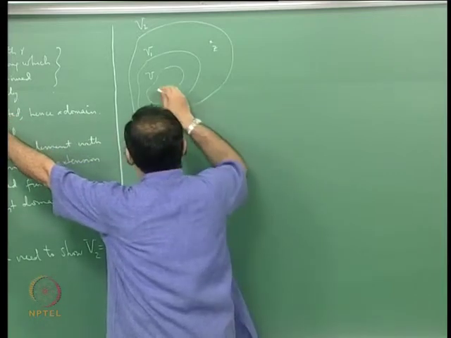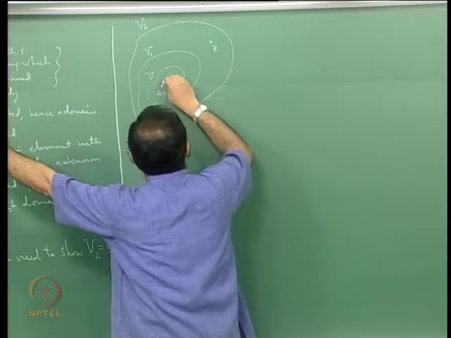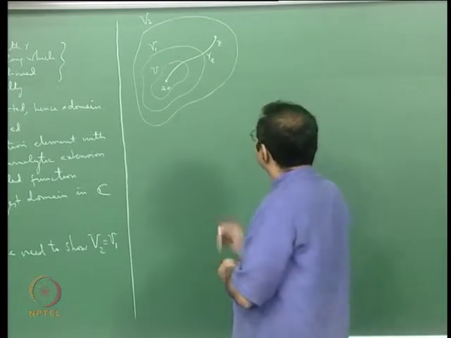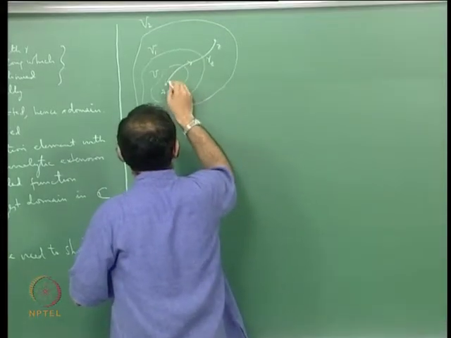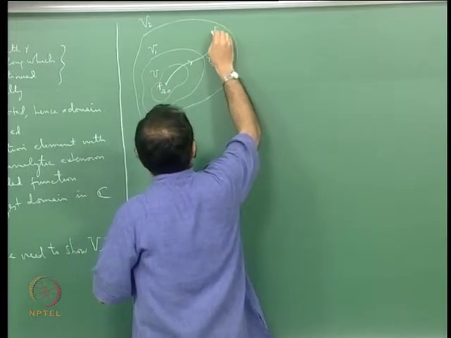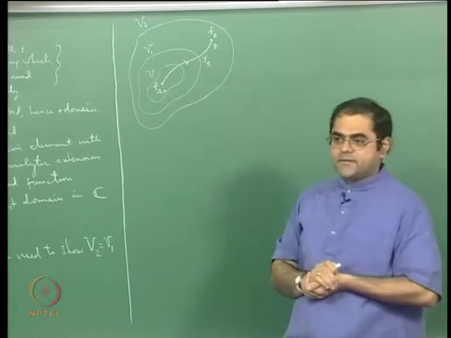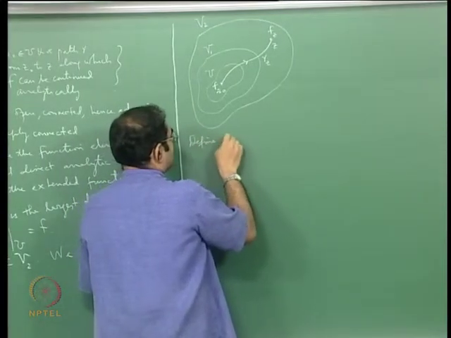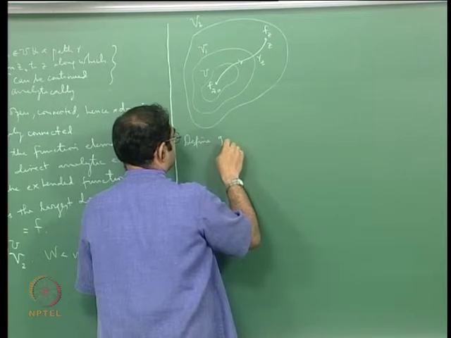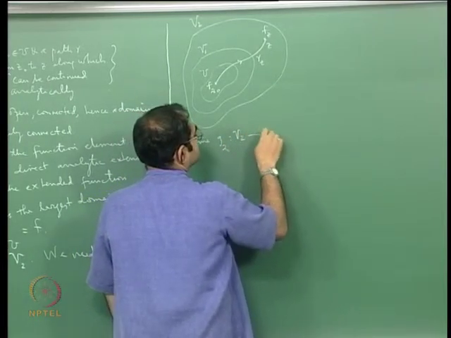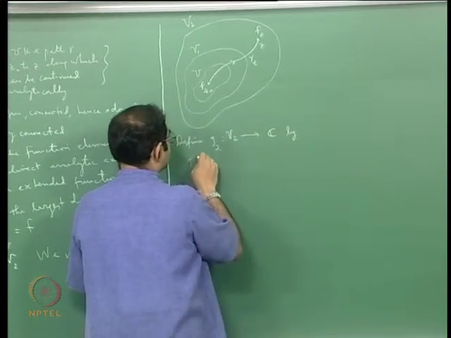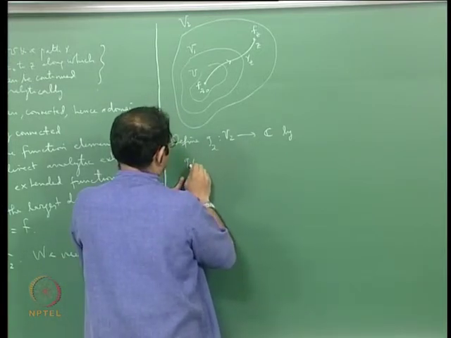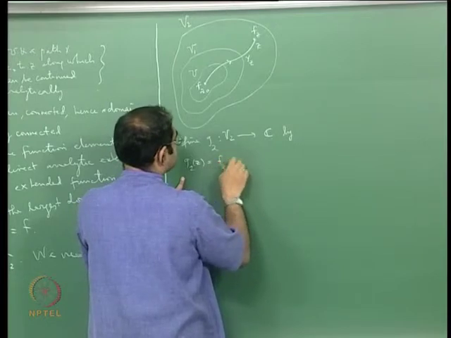By definition, there is a point z0 in U, and there is a path. Let me call this path gamma sub z. All right, and there exists an analytic continuation of f. So I start with f here, and I get a function f sub z. Okay. So now define g2 from v2 to c by g2 of z is equal to f sub z of z.